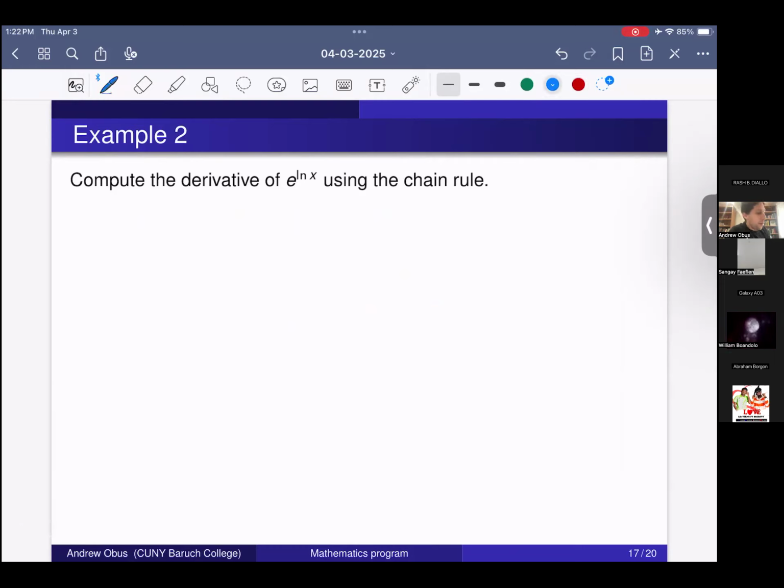So this we've kind of already done, but let's just do it one more time. Let's compute the derivative of e to the ln x using the chain rule. The derivative of e to the ln x is just going to be e to the ln of x times the derivative of ln of x. The derivative of ln of x is 1 over x. But we know that e and ln cancel out because they're inverse functions. So this becomes x times 1 over x, and this just becomes 1.